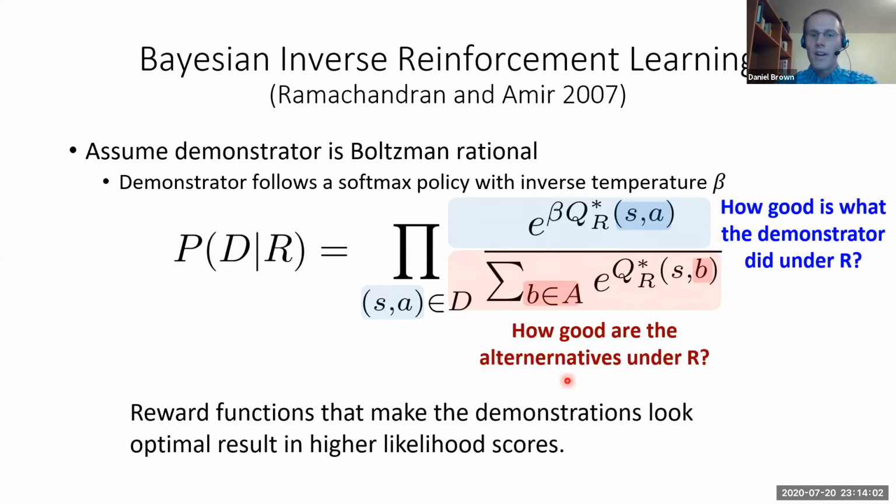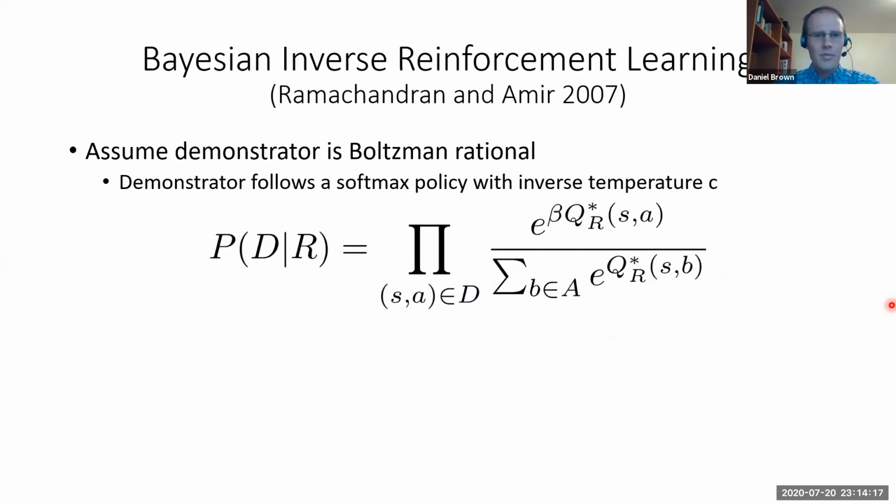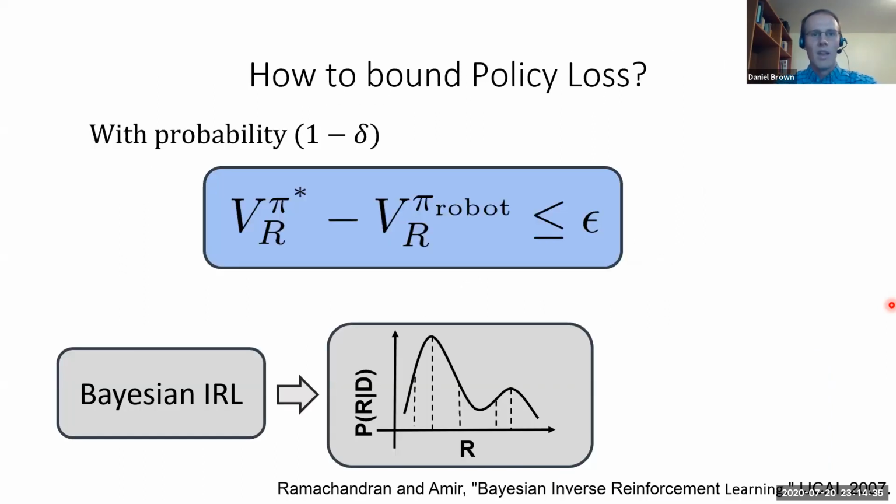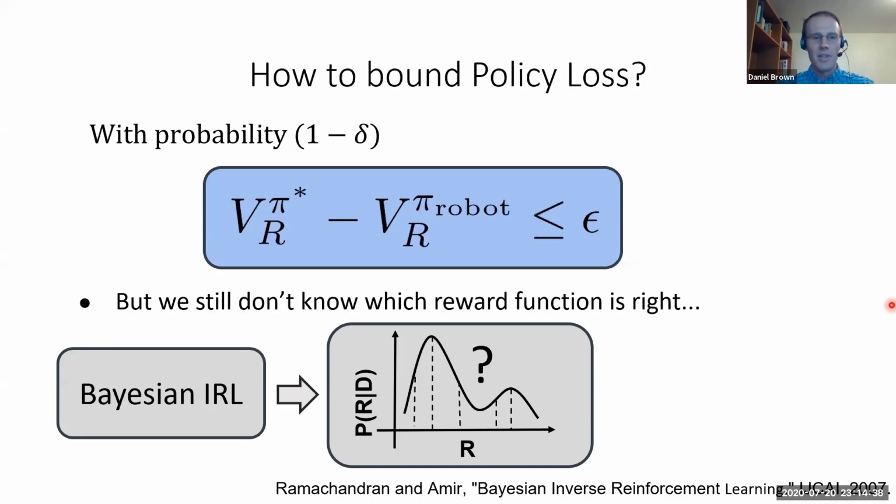As you can see, reward functions that make the demonstrations look optimal, that have a bigger numerator, are going to result in higher likelihood scores. This matches our intuition that the demonstrations are more likely under hypotheses that would make the demonstrations look near optimal. So what we can do now is perform Bayesian inference in order to sample reward functions from this posterior. We can do this via a variety of methods. For the purposes of this talk, we're going to mainly focus on particle sampling methods such as Markov chain Monte Carlo, or MCMC.